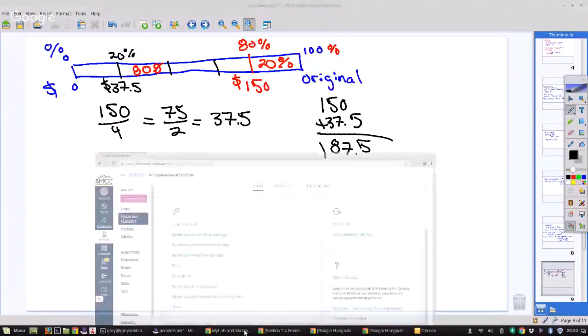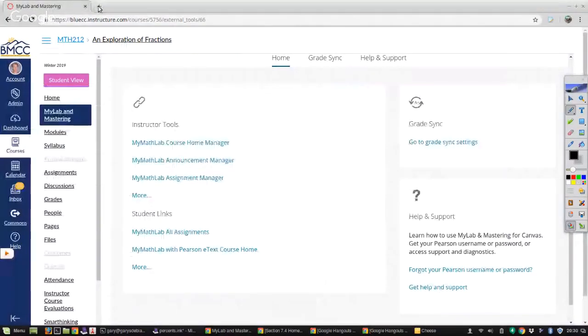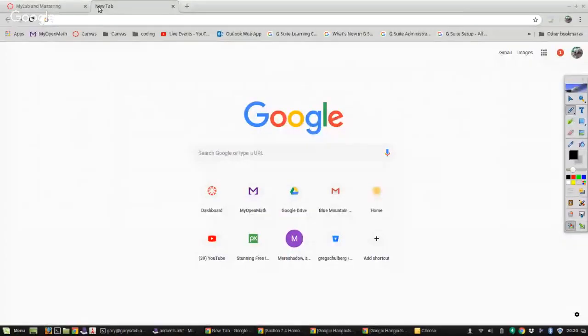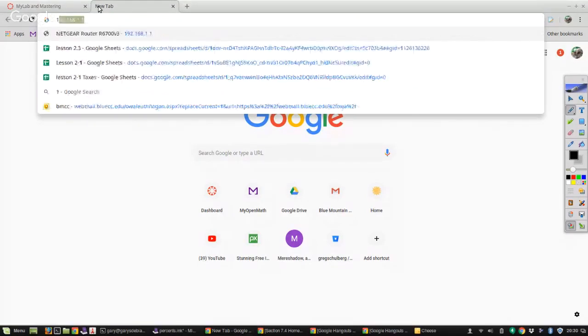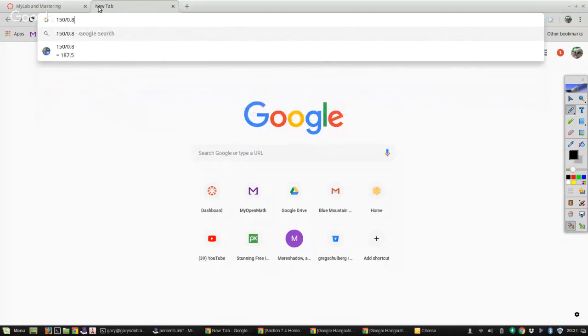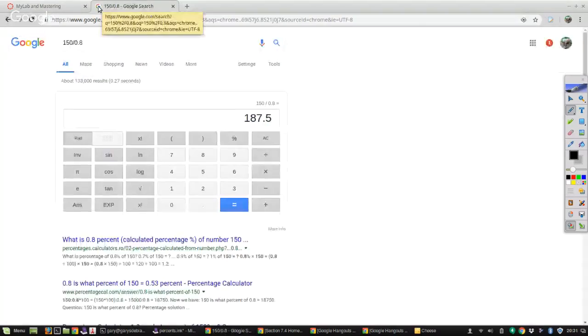Let's see here, calculator. Right now, I want to know what 150 is divided by 80%, which is the formula technique that we derived earlier, and there's $187.50. So there's a lot of ways to think about percentages.